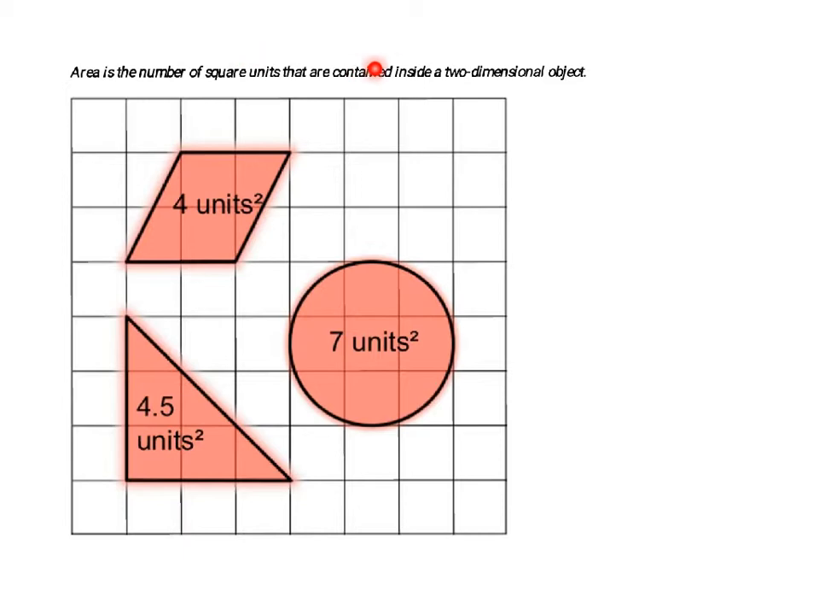Area is the number of square units that are contained inside a two-dimensional object. Here, the number of squares that this parallelogram takes up is 4, so its area is 4 units squared. This triangle, if I were to piece them all together, would take up 4.5 units squared, or 4.5 of these squares. And this circle, if I were to cut it out and piece together all the squares, would take up a total of 7 squares, so 7 units squared is its area.